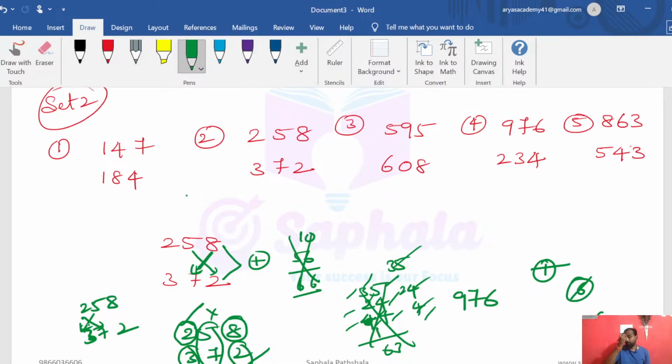Okay, 5 3s are 15, 2 7s are 14. 15 plus 14 is 29, 29 plus 6 is 35. Finally 3 is kept in, carried forward. In the final step, you know that 258 into 372, you just multiply these two values. 2 3s are 6, 6 plus 3 is 9. So you'll come to know that the answer is 95,976.